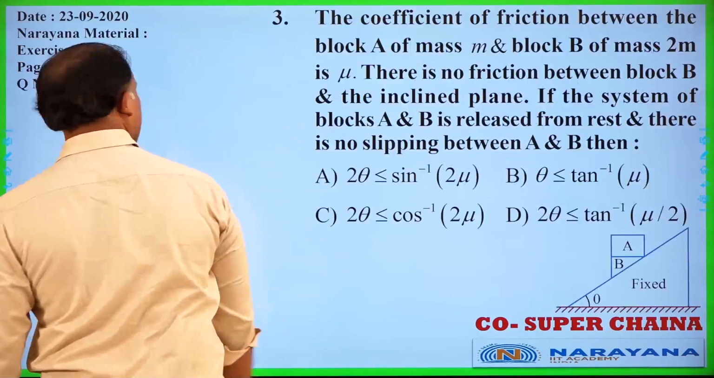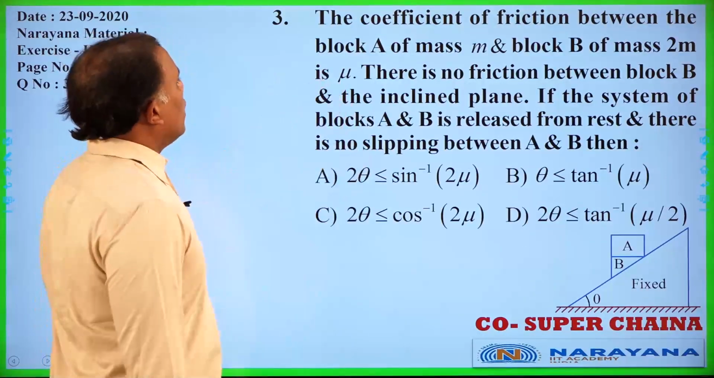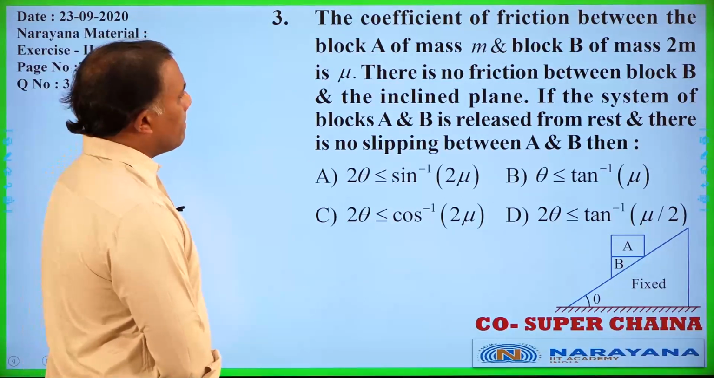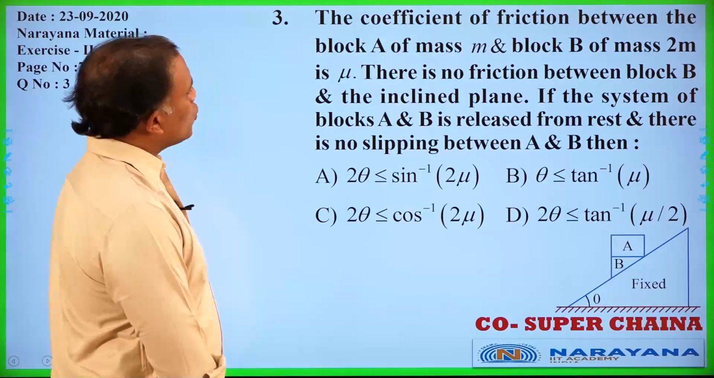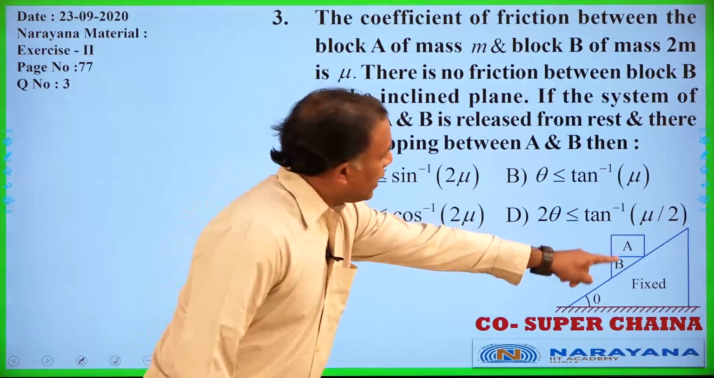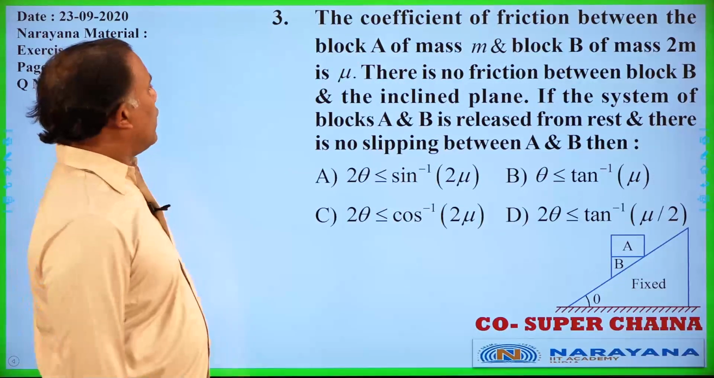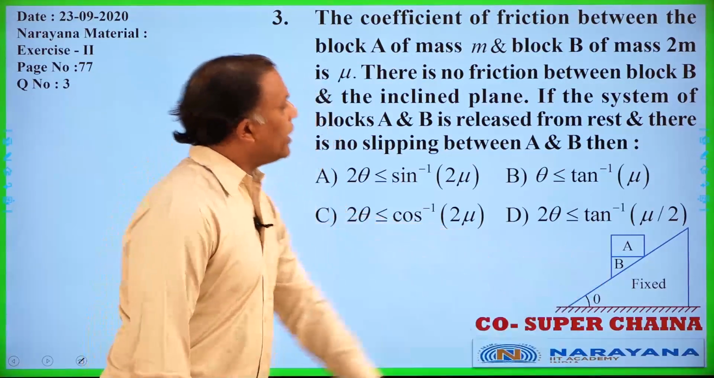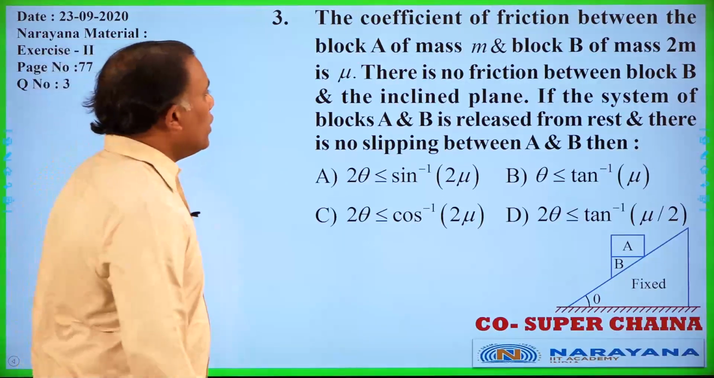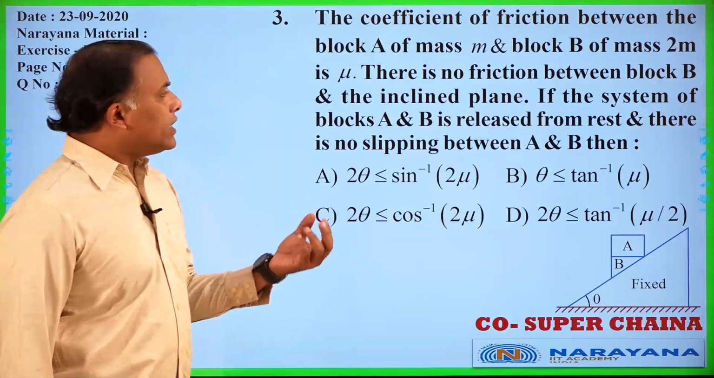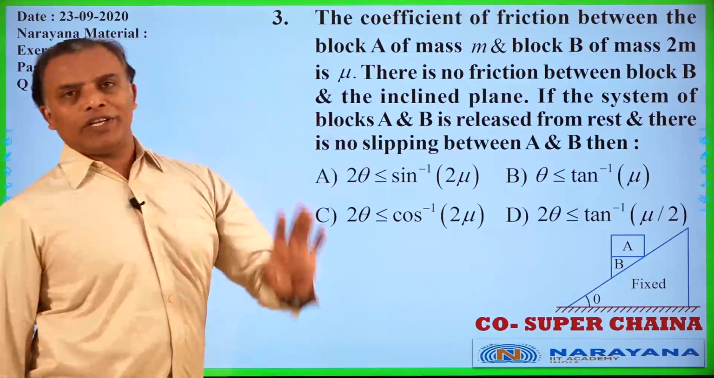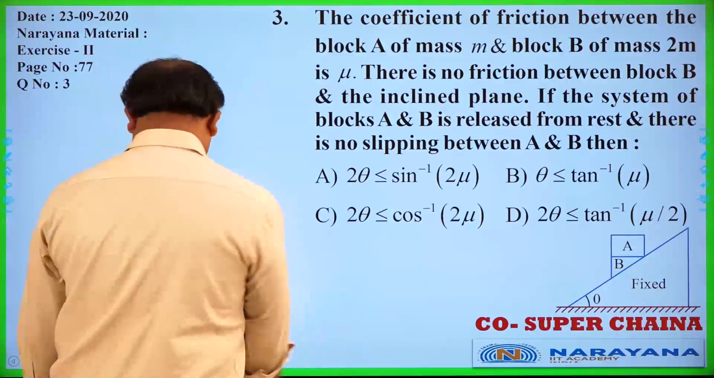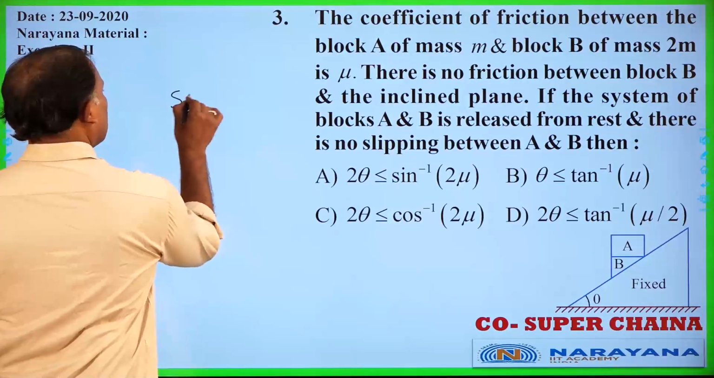And next one more question it is. See there, the coefficient of friction between block A of mass m and block B of mass 2m is mu. Between A and B, coefficient of friction is mu. There is no friction between block B and the inclined plane. So if the system of blocks A and B are released from rest and there is no slipping between A and B, then which of the following options is possible?